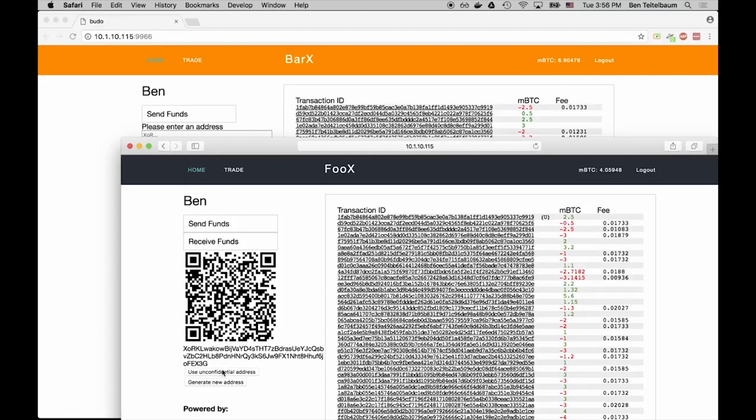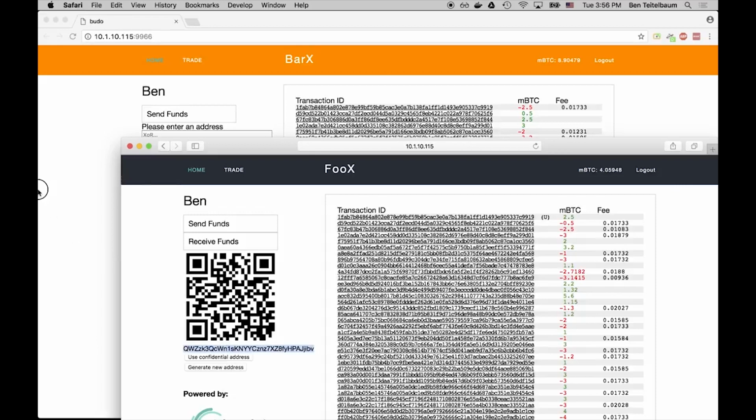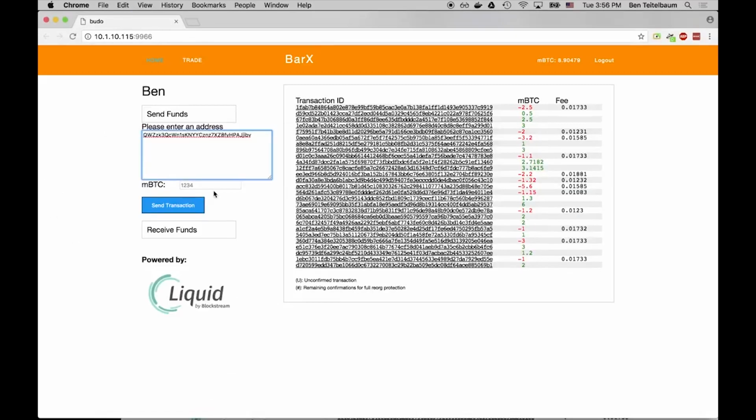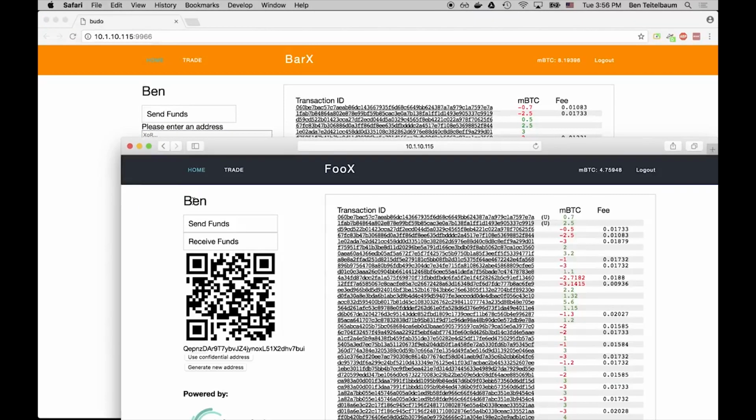And let's grab a normal address and send some more. How much shall we send this time? How about another 0.7? Okay, it's also on the way.